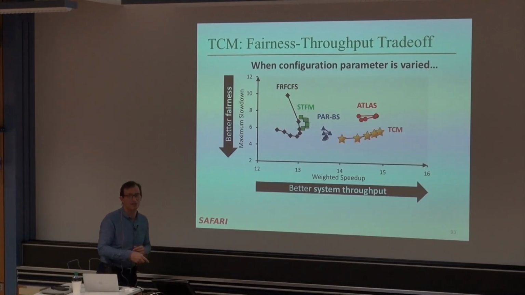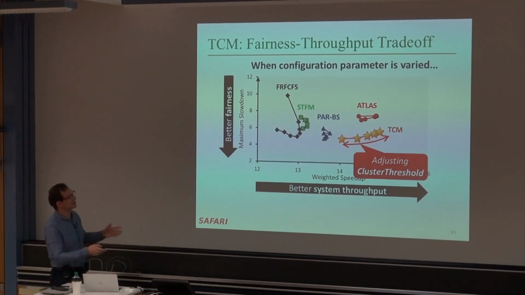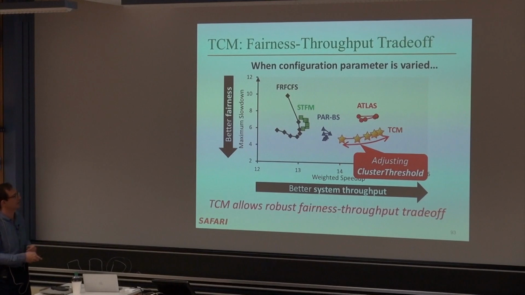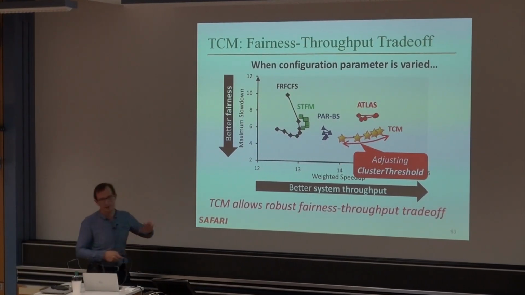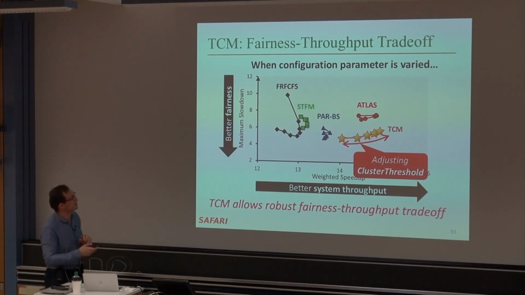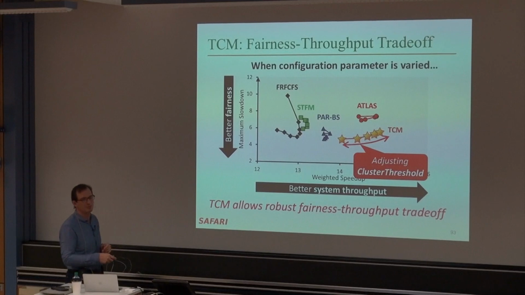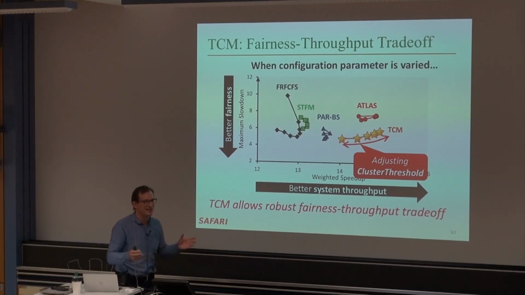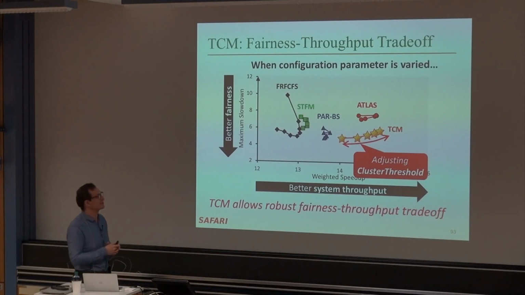If you look at TCM, the cluster threshold gives you a nice trade-off between fairness and throughput. So by adjusting the cluster threshold within reasonable values, you get a robust fairness and throughput trade-off. But of course, this is very much dependent on the applications also. So one of the downsides of TCM is it's brittle. Brittle in the sense that it has these parameters that are not easy to configure.